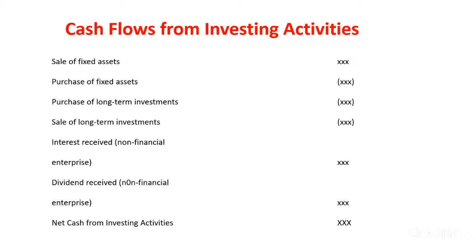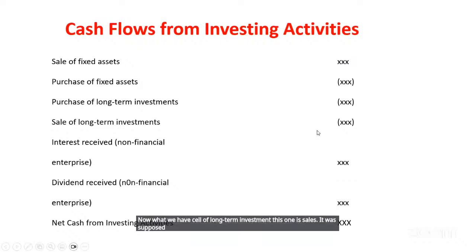Now, when we have sale of long-term investment, this one is sales. Supposed to be in brackets. Sales supposed to be what? An income. So it's supposed to be without the bracket. That's an error here. It's an income, it's an inflow. So it's supposed to be without the bracket.